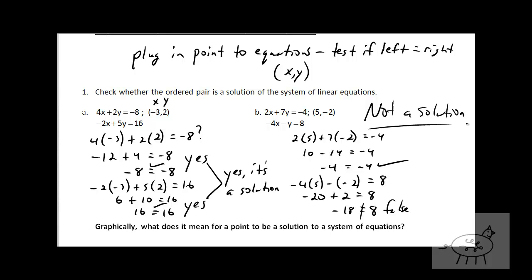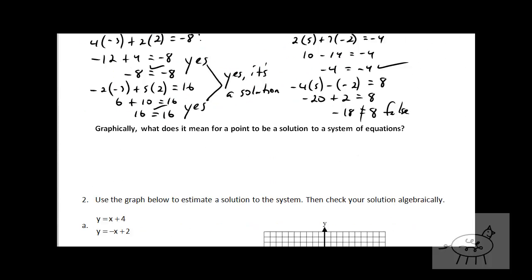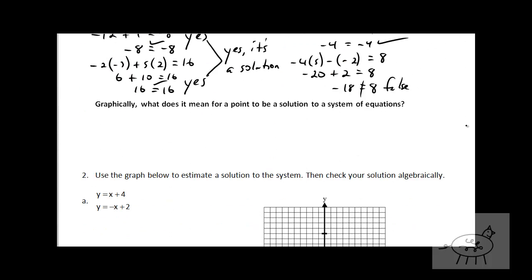Pretty easy. Okay, so the next part here is graphically, what does it mean for a point to be a solution to a system of equations? I kind of mentioned this before. When you're graphing two lines, you want to see where the lines cross. That is basically what we're going to do. We're going to graph them really nicely, and we're going to see if they cross and where they cross, and that is your solution. It's really not difficult at all.